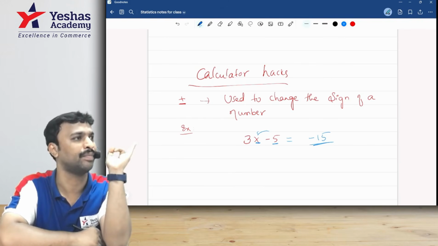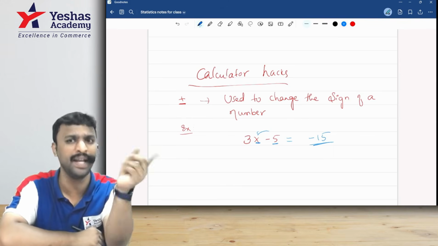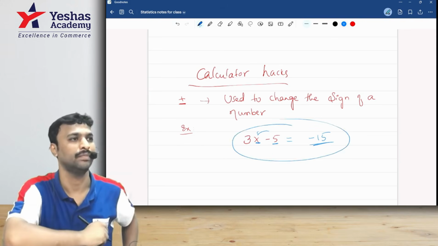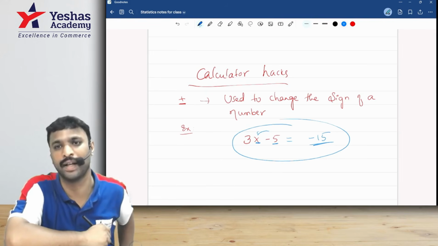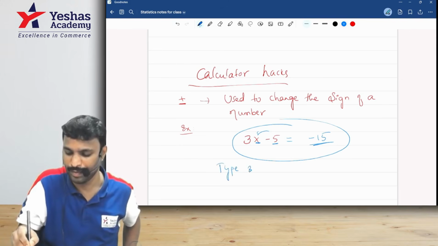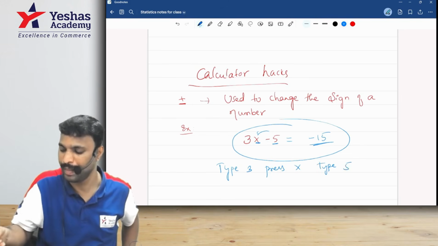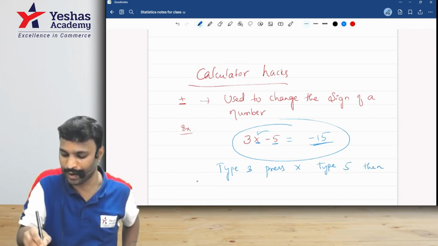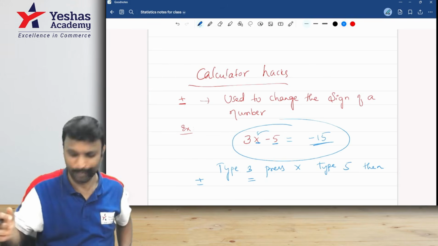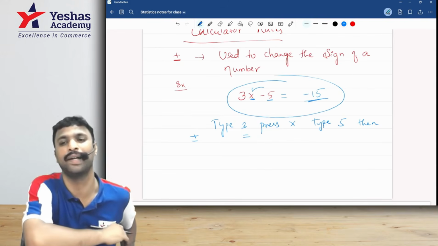Please tell me, is this clear? How to make the sign of a number negative or positive? If you want to change the sign, plus or minus. Especially the plus or minus is used in applications like this. Have you understood? So how do you do it? Type 3, press into, type 5, then plus or minus, equal. You need not write this, right? But still, if you want to keep it as a reference, you can do it. How to solve this? Clear, everyone?